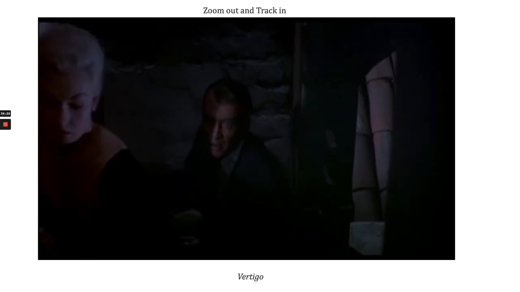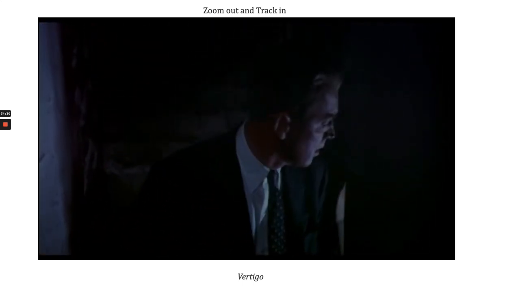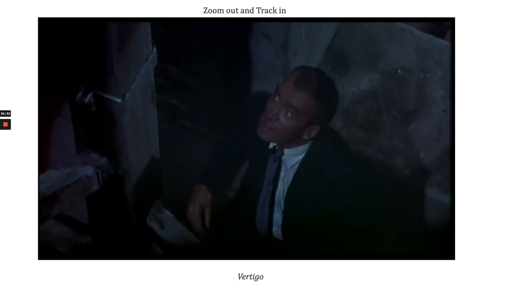And as he returns at the end to this particular cathedral, he's going to look down and he's going to feel vertigo. And this is a way that Hitchcock's trying to get us to feel that vertigo, right? Zooming out and tracking in to provide that disorienting effect.